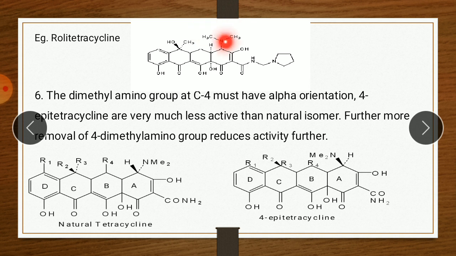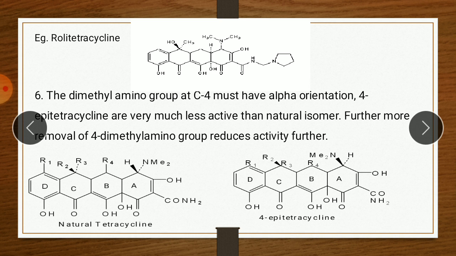So in the fourth position, as we saw in the epimerization reaction, the dimethylamino group is attached through the dotted bond. In natural tetracycline, this NCH2 group is attached by the dotted bond, meaning alpha position. So it is important that this dimethylamino group be in the alpha position. If we shift this group into the beta position, then it gives epitetracycline, which is less active than natural tetracycline. In short, natural tetracycline is more potent compared to epitetracycline, because in natural tetracycline the dimethylamino group is on the alpha position, while in epitetracycline it is on the beta position.